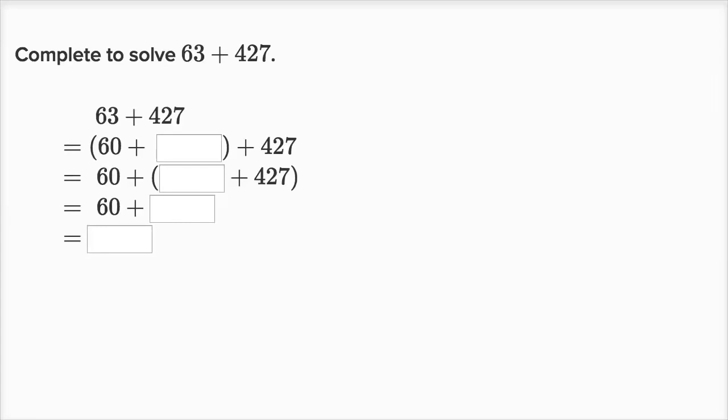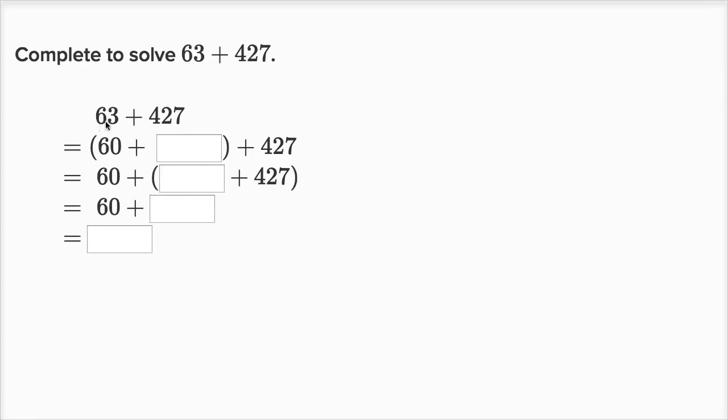So let's do some practice problems on Khan Academy exercises that make us rewrite an addition problem so that we can get them to rounder numbers, numbers that might be multiples of 10 or multiples of 100. So let's see here. I have 63 plus 427, and that seems kind of hairy. You know, it feels like I want to write those things down, but maybe I could take away from one of them and give it to the other one so that they both become round numbers.